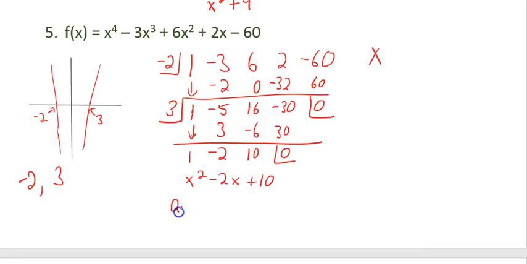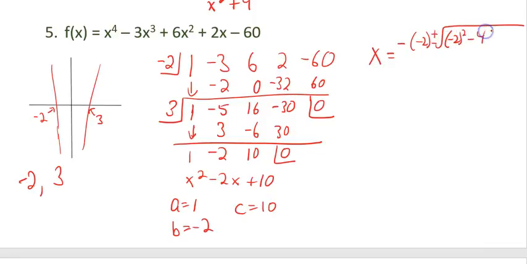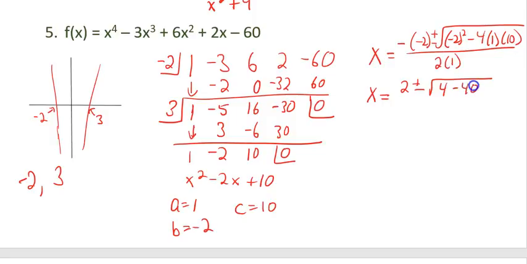So my A is going to be 1, my B is going to be negative 2, and my C is going to be 10. So x will equal negative b plus or minus the square root of b squared minus 4ac all over 2a. And then two negatives will make a positive. Negative 2 squared is a positive 4. 4 times 1 times 10 is 40. 2 times 1 is 2.